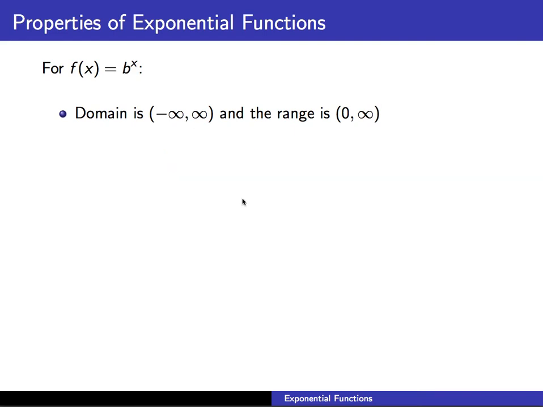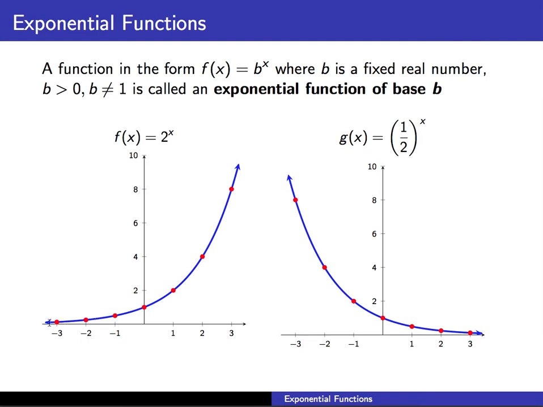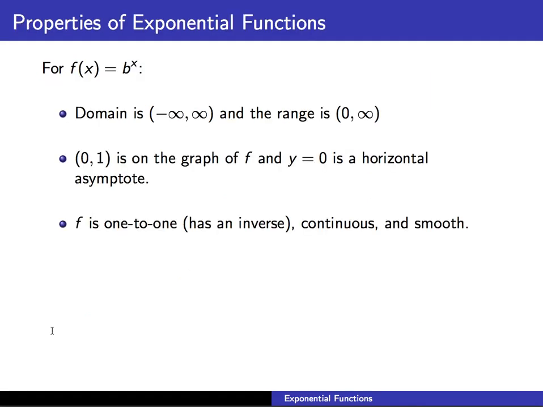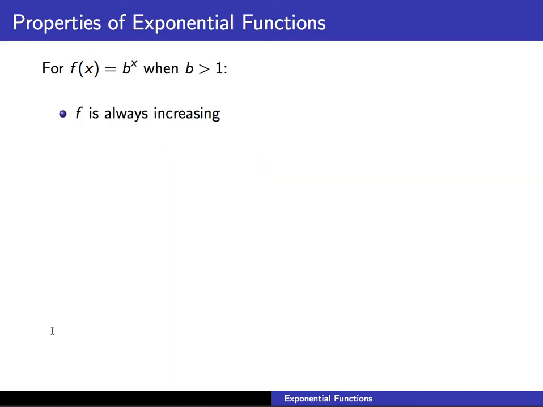asymptote. So again, what that means is, as we head to the left on this graph and as we head to the right on this graph, our outputs are getting closer and closer to the x-axis, or y equals 0, which is the equation. f is 1 to 1, so in other words, it has an inverse. It's continuous, so we can draw it without lifting our pencil from the paper, and it's smooth, so no sharp edges or jagged points.